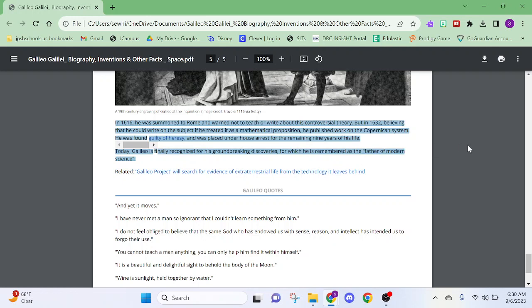But in 1632, believing that he could write on the subject if he treated it as a mathematical proposition, basically, he was going to treat it as a giant math problem, he published work on the Copernican system. He was found guilty of heresy and was placed under house arrest for the remaining 9 years of his life. Today, Galileo is finally recognized for his groundbreaking discoveries, for which he is remembered as the father of modern science.